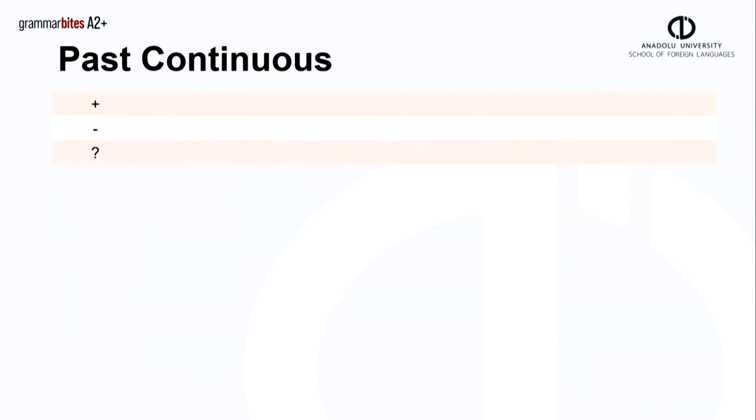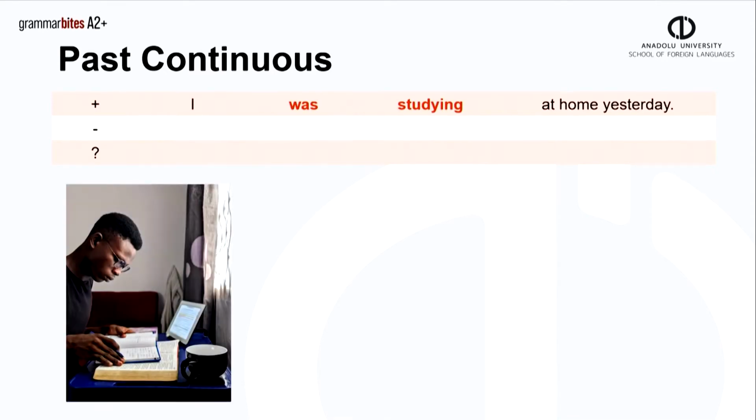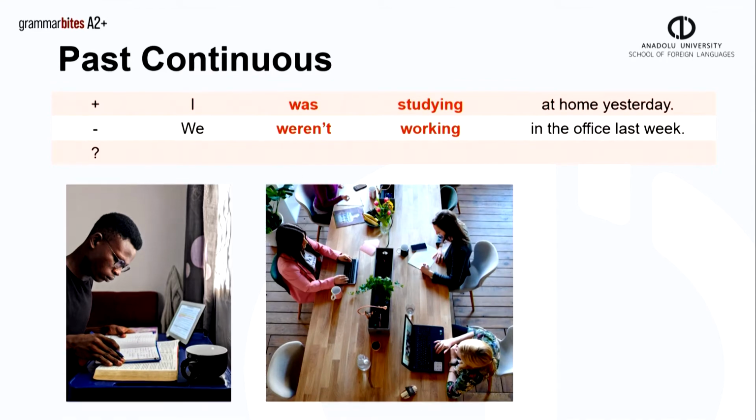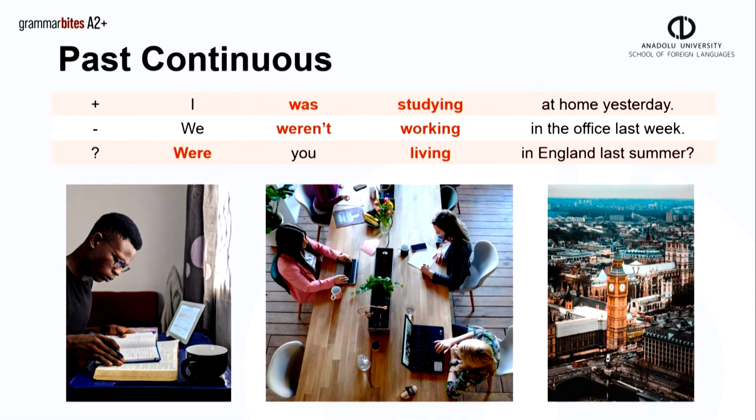Here are some more examples. A positive sentence, I was studying at home yesterday. We weren't working in the office last week. A negative sentence. And lastly, a question. Were you living in England last summer?